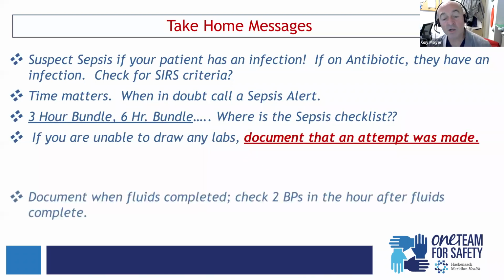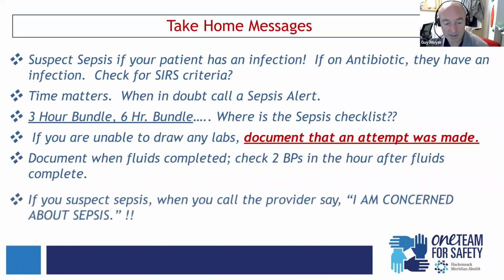Document when the fluids are completed, and make sure you check your blood pressure 2 times in that first hour after the fluids have been completed. And just be mindful, the fluids may not have all been completed if they're coming in from the emergency room. So when they get to you, you want to make sure that you have in your I's and O's the total amount of fluid volume that went in, and that's including your IV piggyback antibiotics.